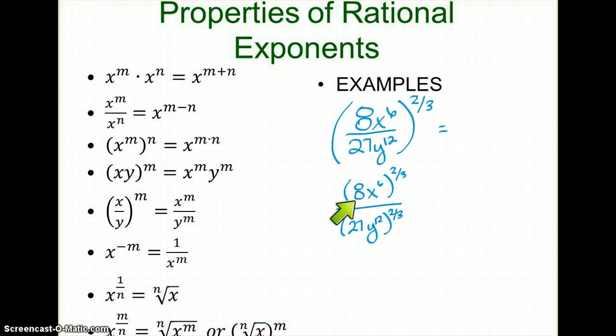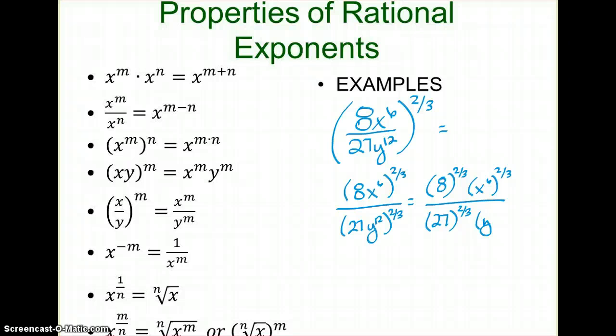Now, when you look at the numerator to the 2/3 power, there's still a product inside here. So according to my rule about a product, each part of that product also needs to be taken to that power 2/3. So let's do that part of it. I'm going to get 8 to the power 2/3, and I'm going to get x to the 6th to the power 2/3. And I'll do that to my denominator as well, so 27 to the power 2/3, and also y to the 12th to the power 2/3.